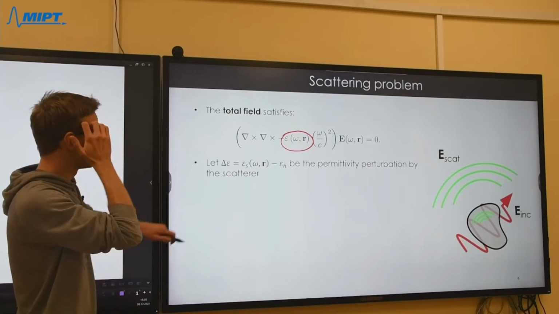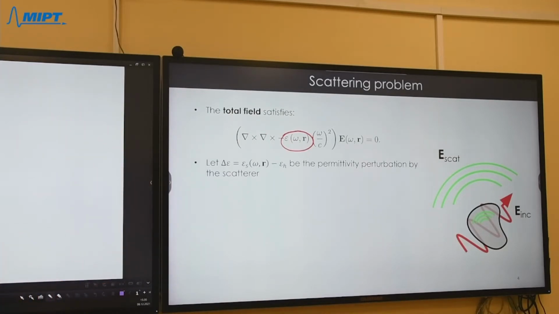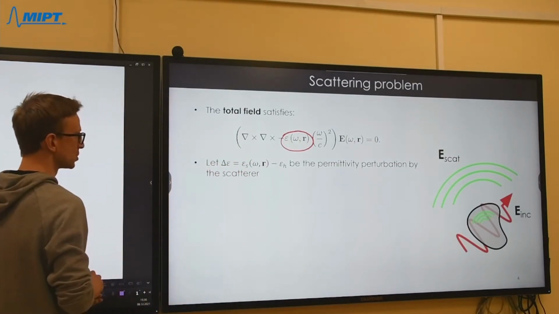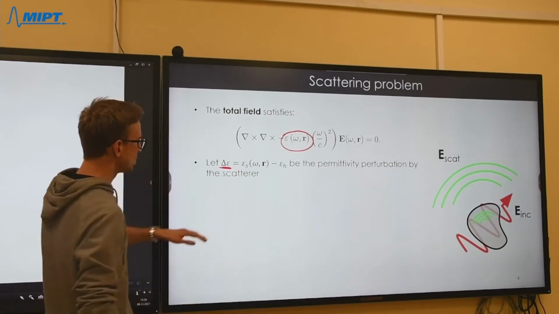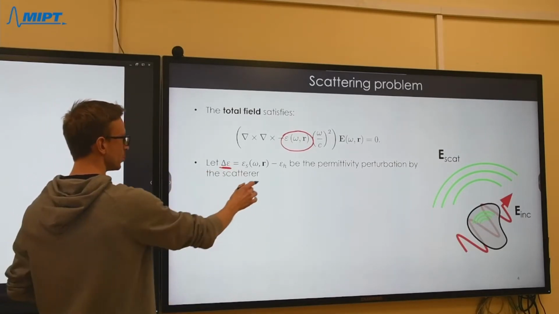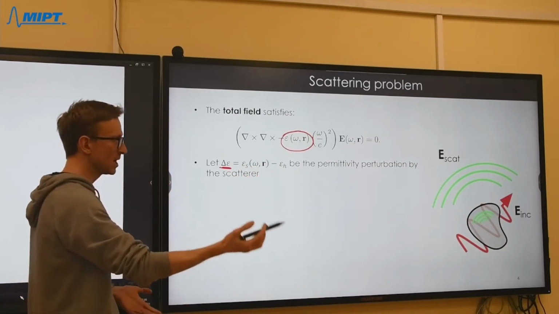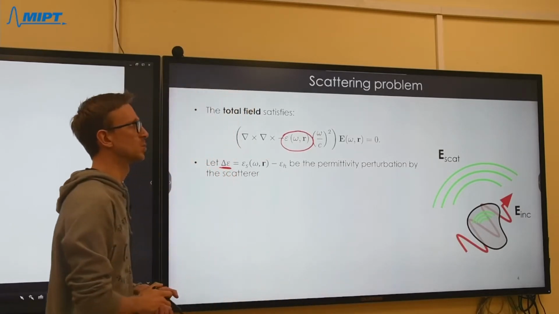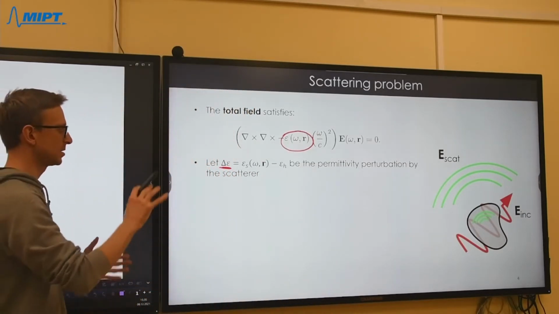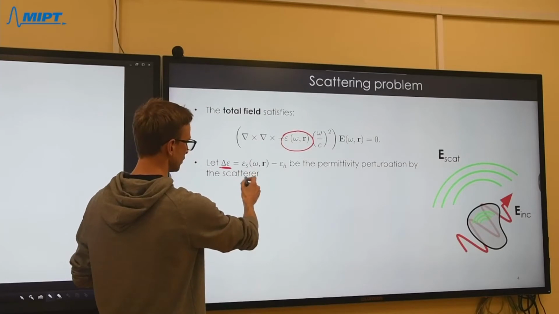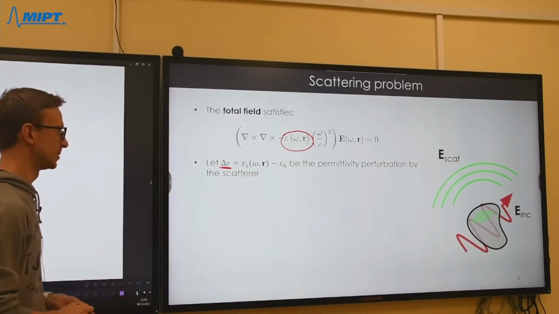Okay, so now let us do a trick that will lead us to some kind of formal solution that will shed light on the properties of the scattered field. Let's split the permittivity into two contributions. Let's define delta epsilon, which is the perturbation of the host permittivity by the scatterer. So this is epsilon scatterer. Let's say if we have glass, then epsilon scatterer is 1.5 squared. And if it is surrounded by air, this is just 1. So we subtract from the full permittivity of the object the permittivity of the environment. And this is our delta epsilon.